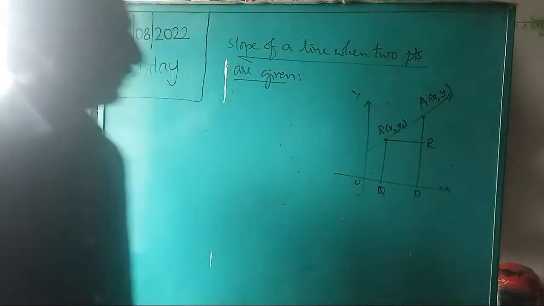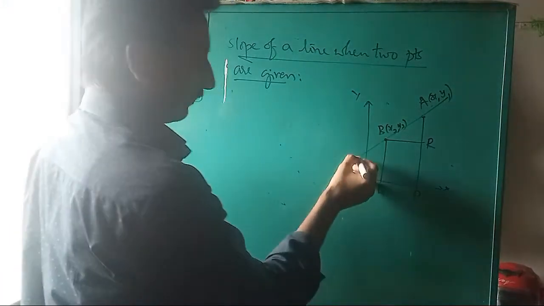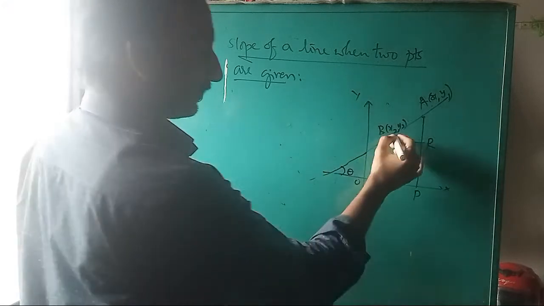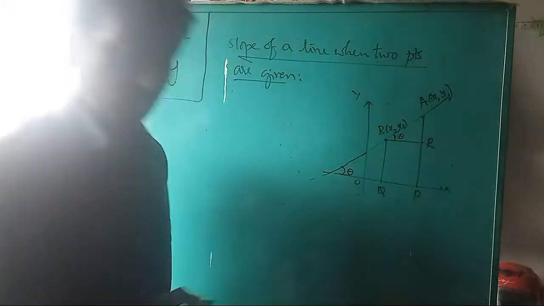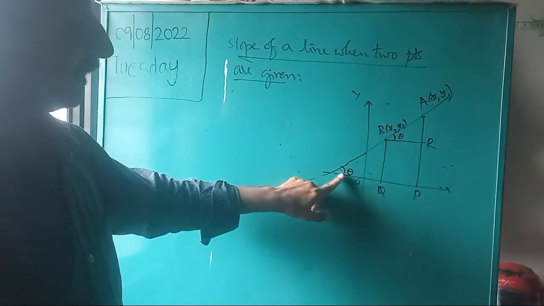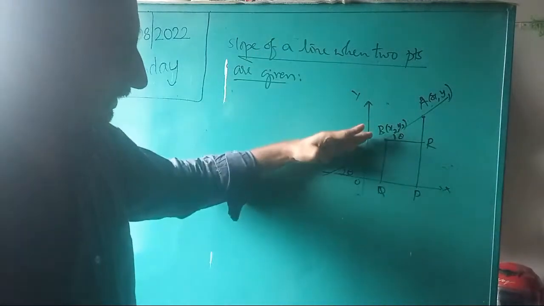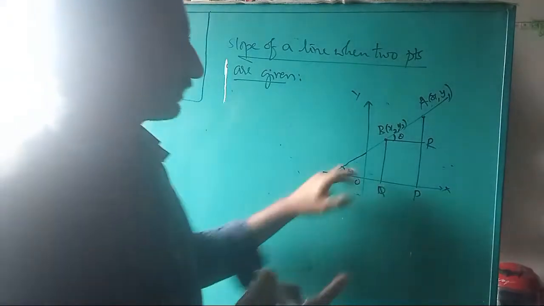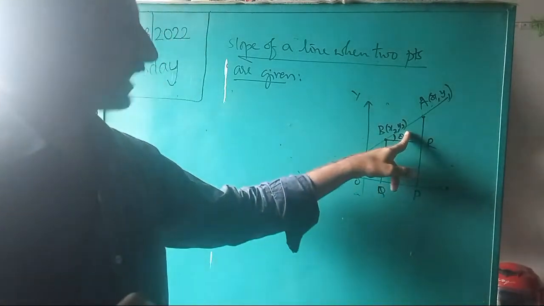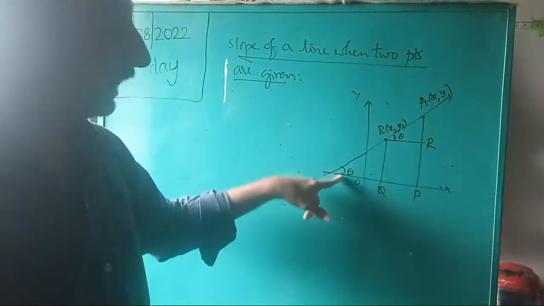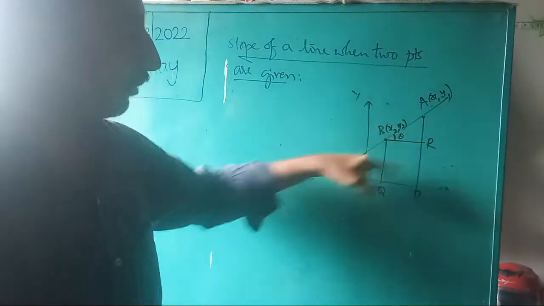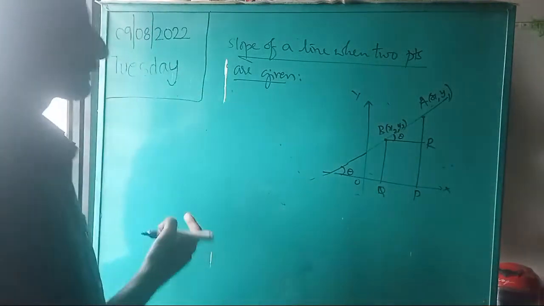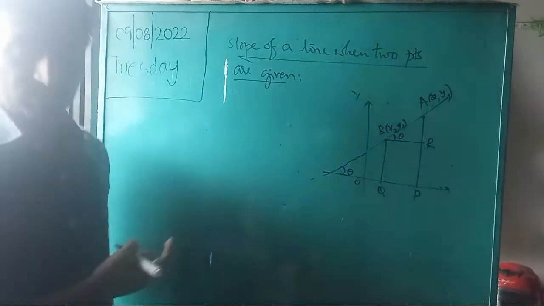Now very simple here. If I extend this line, say for example the angle is theta, then this is also theta, correct? This theta is nothing but the angle made by this line with the x-axis, and it is only our slope, tan theta. So here also the same angle, tan theta, so the slope of this line will be the same, correct? You can write a very small description regarding this.